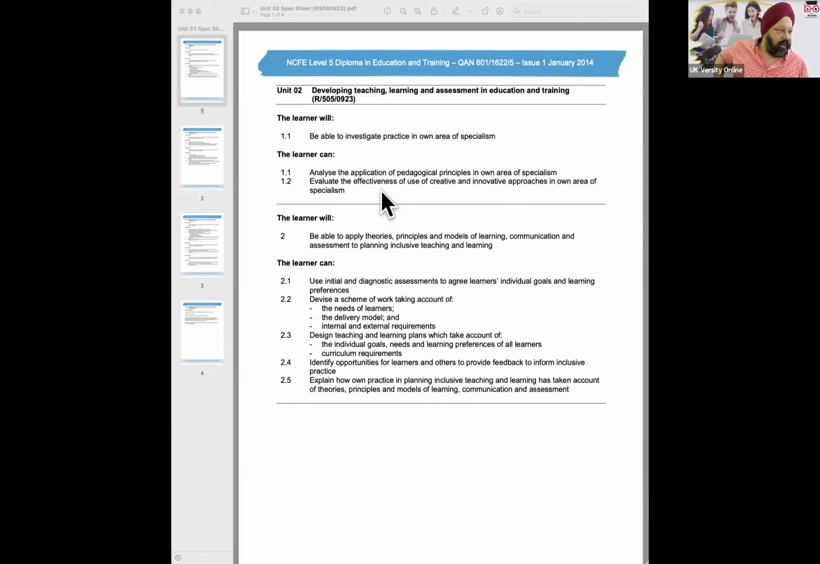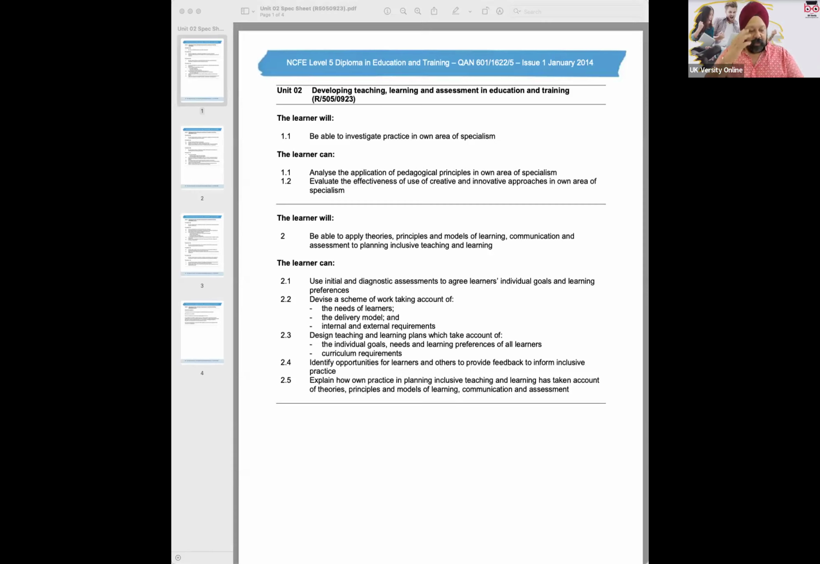Learning outcome 2 today. And obviously it says be able to apply theories, principles, and models of learning, communication, assessment to planning inclusive teaching and learning. So this bit that we have learned in terms of inclusive teaching and learning is a concept that will get applied across to even your unit, which is the teaching in a specialist area. And to a certain extent, when you look at doing the unit 39, which is about behaviors.